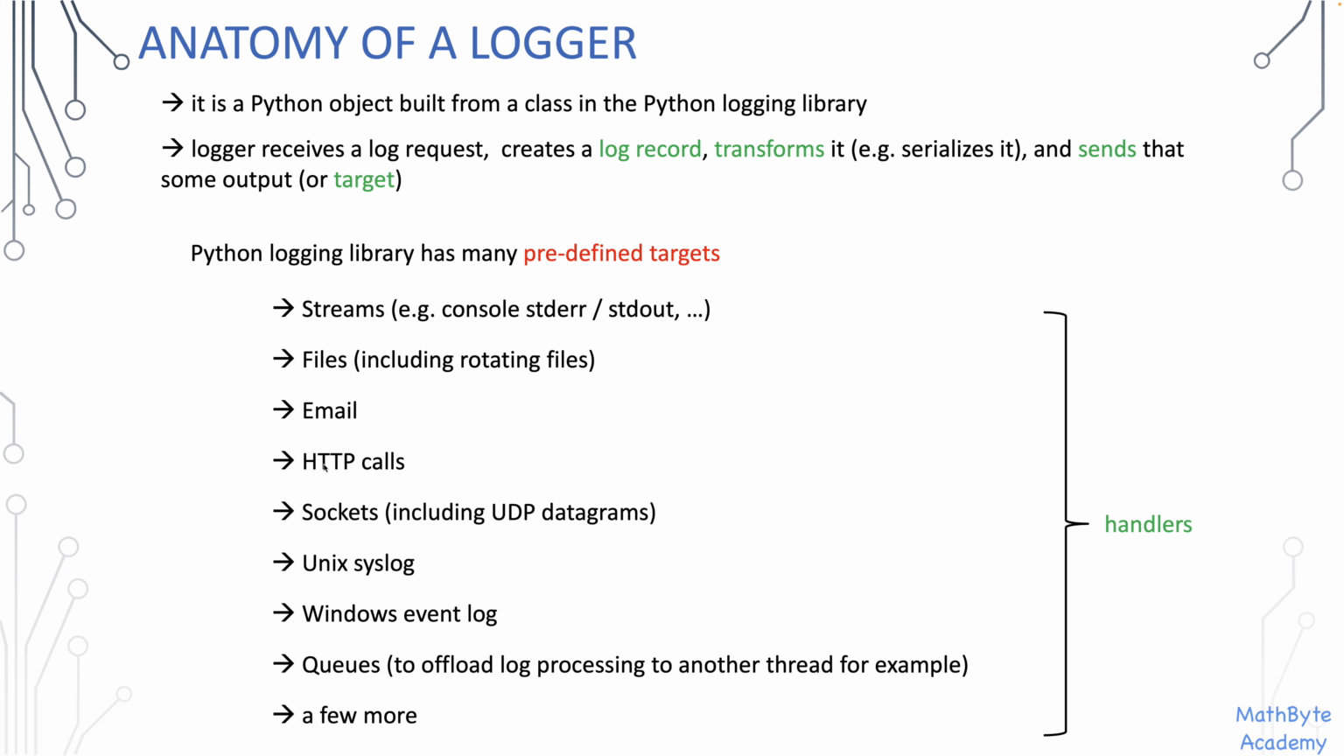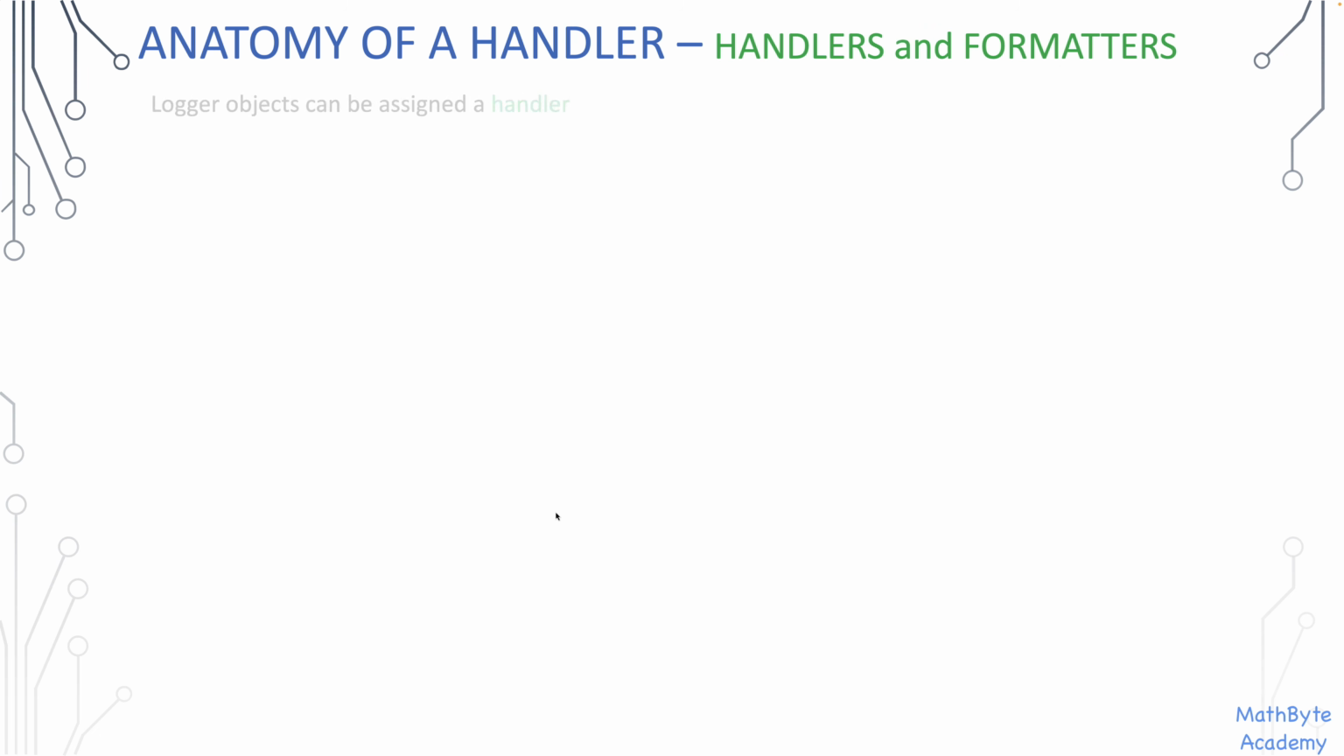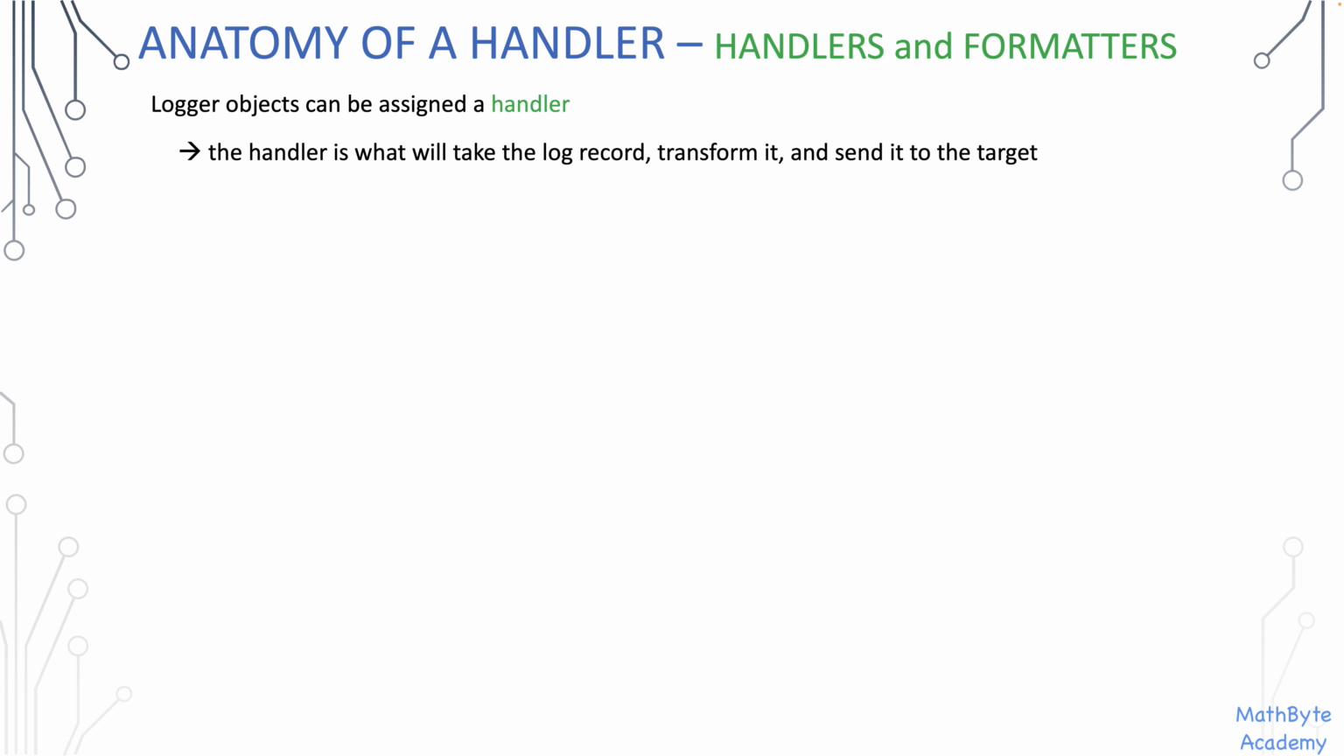So the handler is what is going to receive the log record, right? Remember, the logger creates the log record. Then it's going to send the log record to the handler. The handler is going to handle the serialization or transformation of the data. And then it's going to handle sending it to the stream, the file, the email, the socket, whatever it is. So let's look now at the handler. Logger objects can be assigned a handler, one of those that we saw, stream, file, and so on. So the handler is what will take the log record, transform it, and send it to the target.